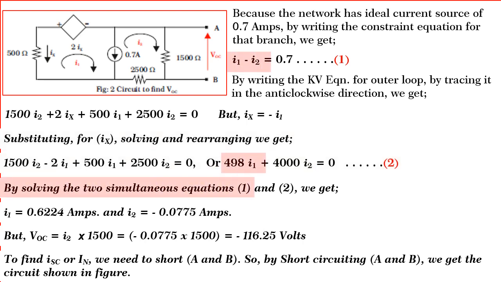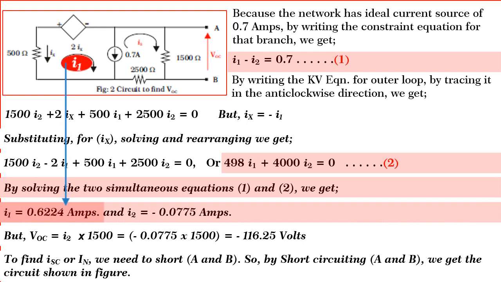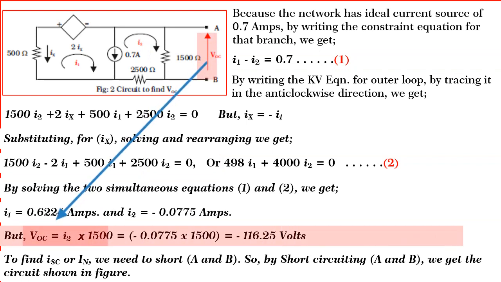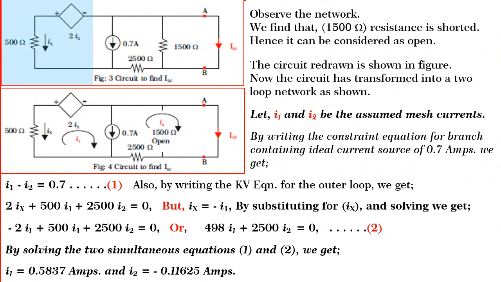By solving the two simultaneous equations 1 and 2, we get I1 is equal to 0.6224 amperes and I2 is equal to minus 0.0775 amperes. But VOC is equal to I2 into 1500. By substituting the values and solving, we get VOC is equal to minus 116.25 volts. To find ISC or IN, we need to short circuit A and B as shown in figure.